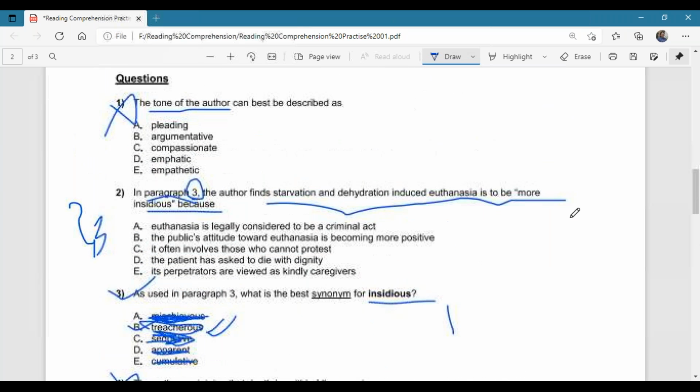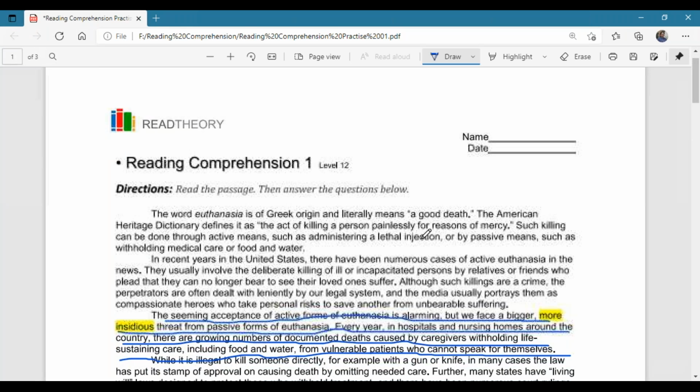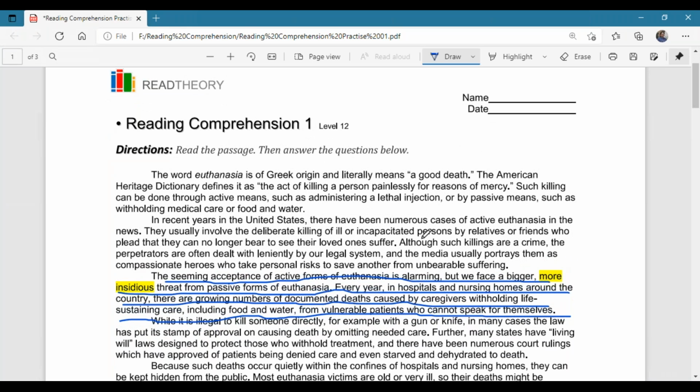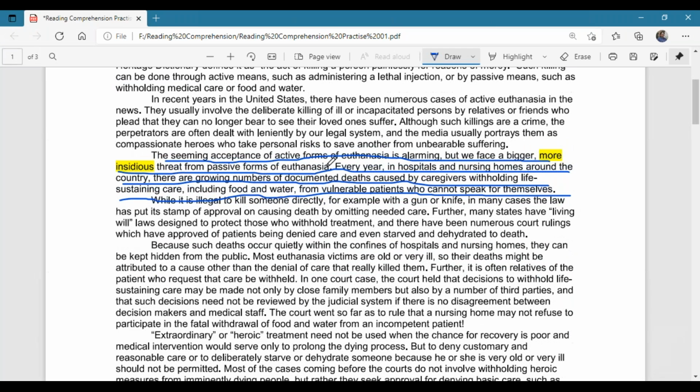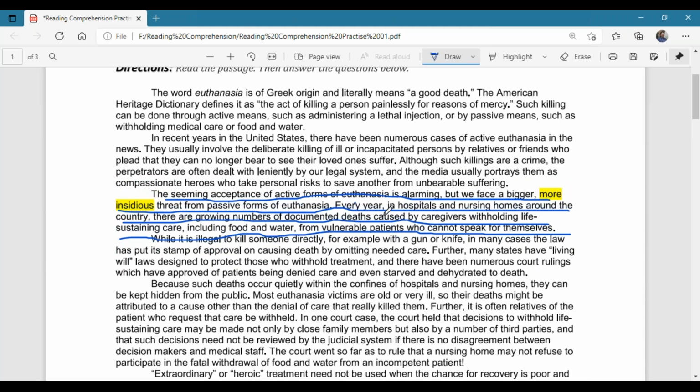Now going back to this. In paragraph 3, the author finds starvation and dehydration induced euthanasia to be more widely spread. Euthanasia means some kind of a good death for a patient who is suffering from an incurable illness, something we call mercy killing. Now here, the seeming acceptance of active forms of euthanasia is alarming, but we are facing a more insidious threat from passive forms of euthanasia, right? Every year in hospitals and nursing homes around the country, there are a growing number of documented deaths caused by caregivers withholding life-sustaining care, including food, water, from vulnerable patients who cannot speak for themselves, right?